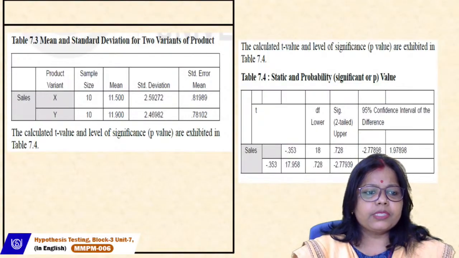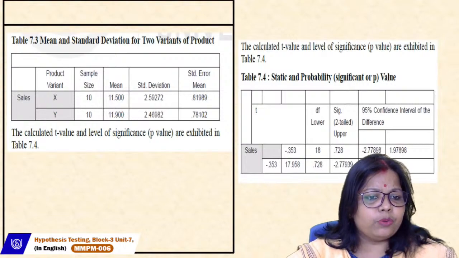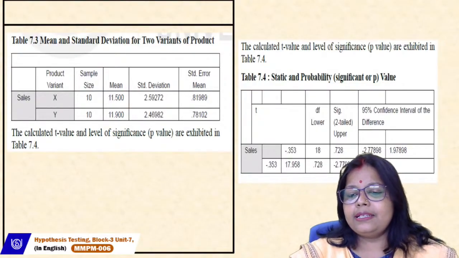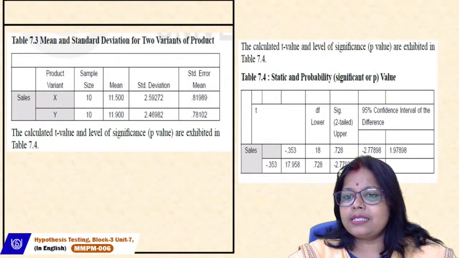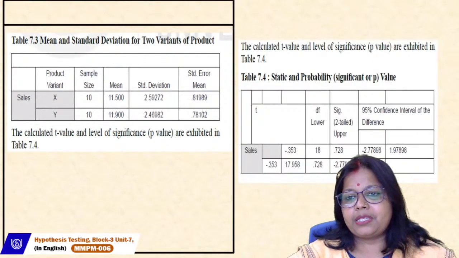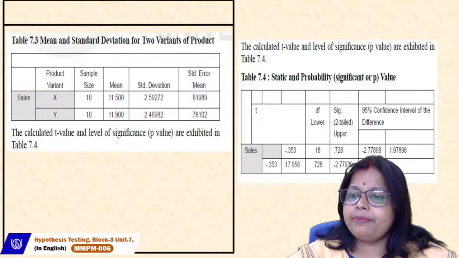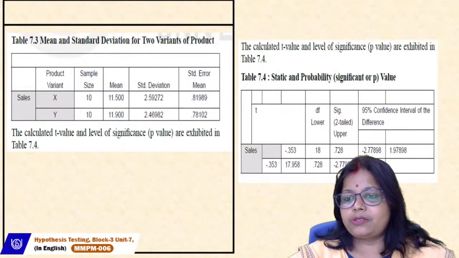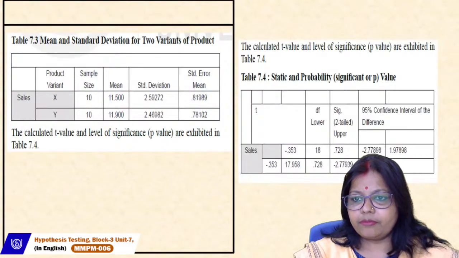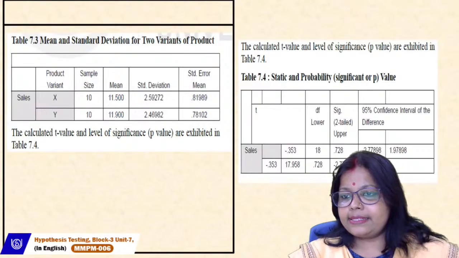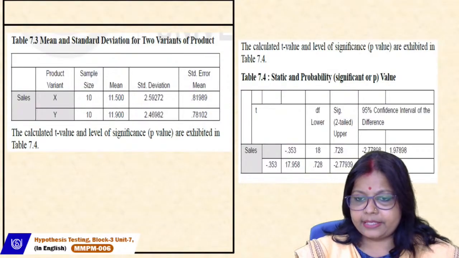The standard deviation is 2.59 for sales of product X, and the standard deviation for Y is 2.46. The calculated p-value and the level of significance are exhibited in Table 7.4. What is here? The t-value. What is the level of significance we had taken? It was 1%. It says 95% confidence interval for the difference we had taken. And the degrees of freedom are mentioned here. And the test statistic says it is 1.978.